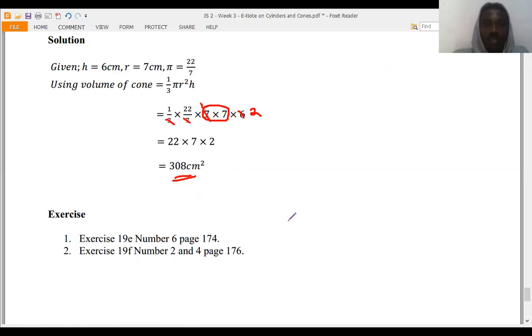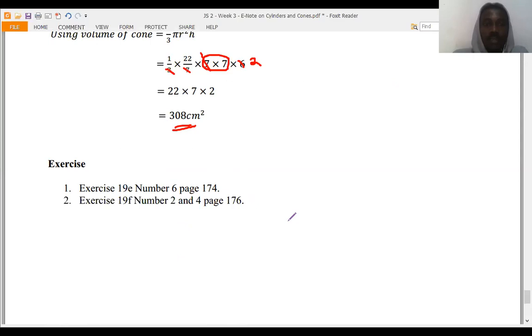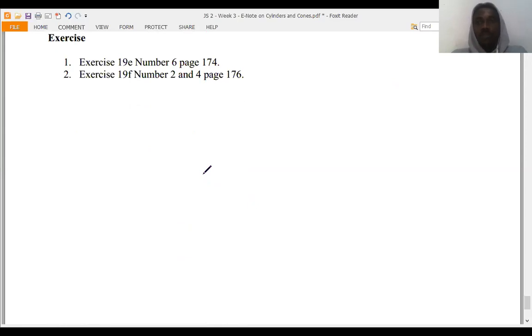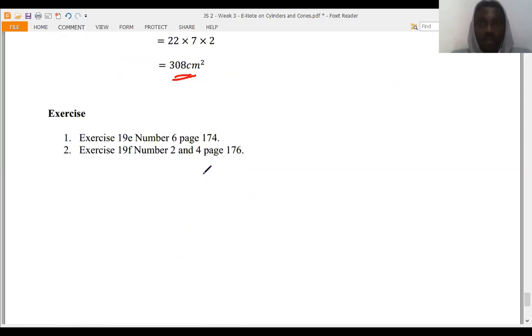So here's our exercise, from your textbook, New General Mathematics for JSS 2, exercise 19E, number 6, page 174, and exercise 19F, numbers 2 and 4 of page 176. So this brings us to the end of the lesson for the week. I'm going to post exercises or assignments for this particular class.